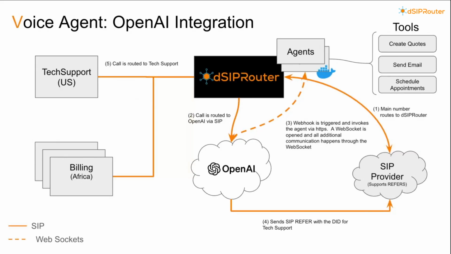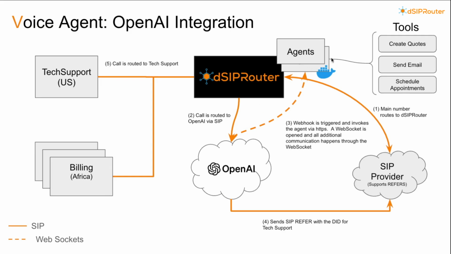But I think one of the major benefits here is that dSIPRouter typically will have all of your DIDs. It knows where all of your endpoints are. So just routing it back to dSIPRouter and letting dSIPRouter route it to the right location makes a lot of sense in a lot of use cases. But it can be done in a number of different ways.